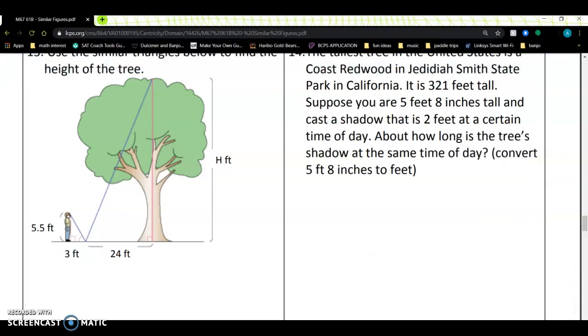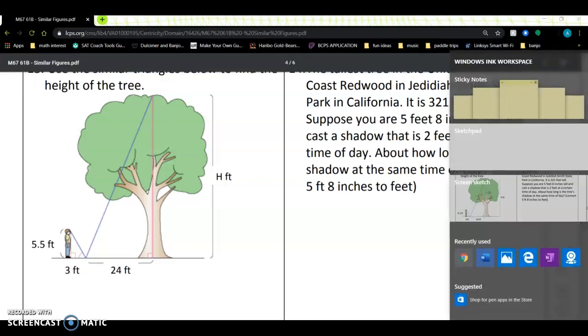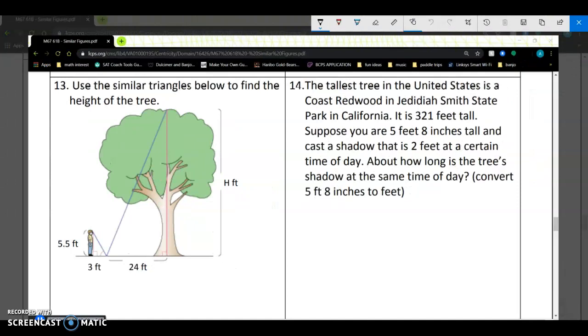There we go. Let's draw this one out. Okay, so it says the tallest tree in the United States is a coast redwood, and it's 321 feet tall. So I'm not going to draw out. Actually, sure, I'll draw out a little tree.